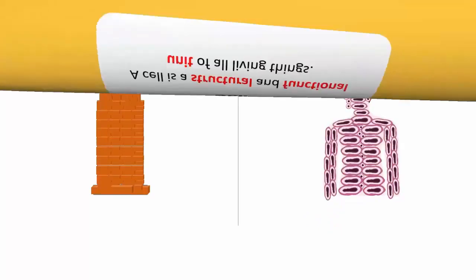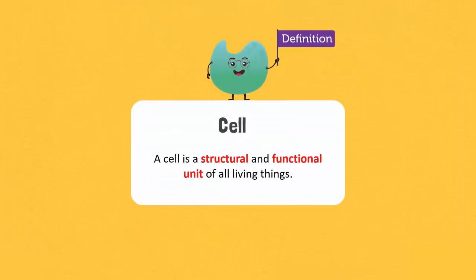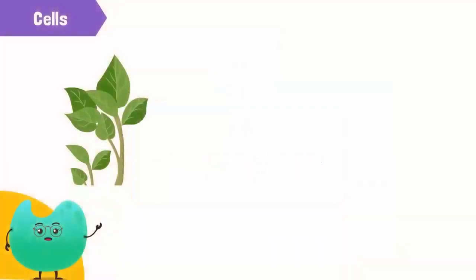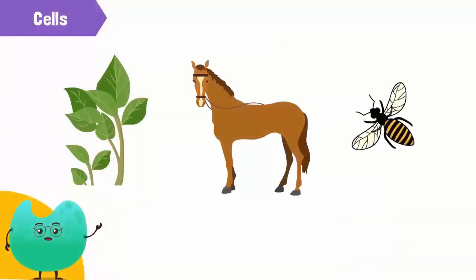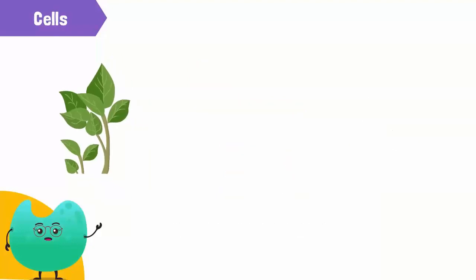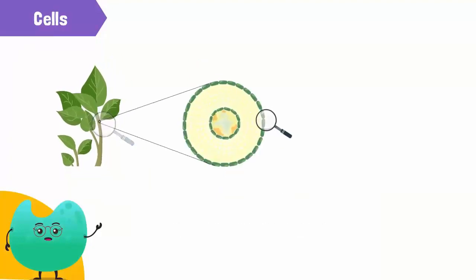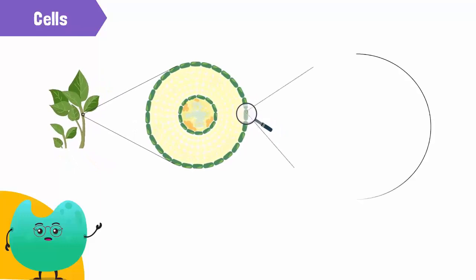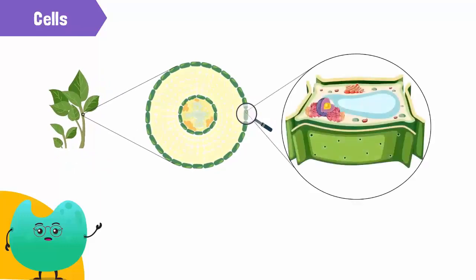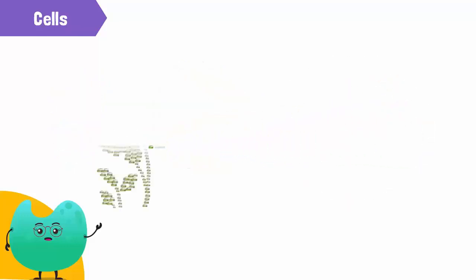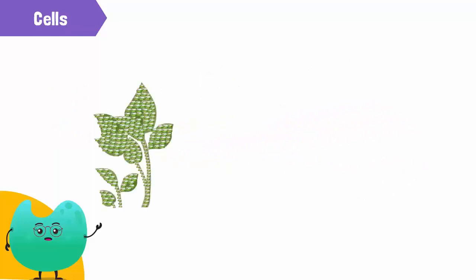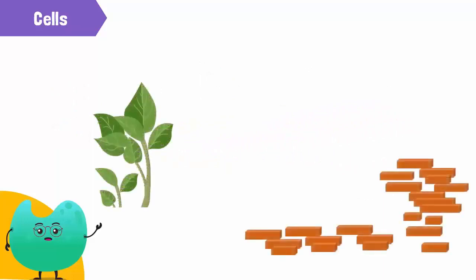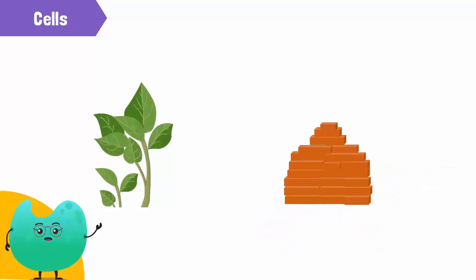The cell is a structural and functional unit of all living things. Every living thing is made up of cells. Cells are so tiny that they cannot be seen by the naked eye, but all of them join to form a bigger organism that we can see. Just like a house cannot be pictured until you see all the bricks come together.